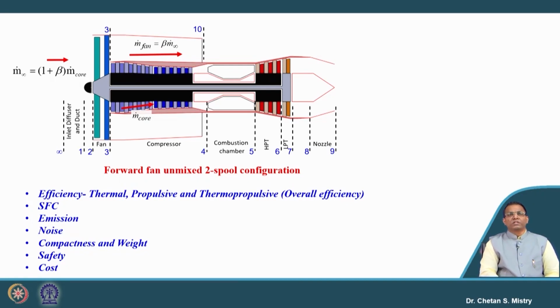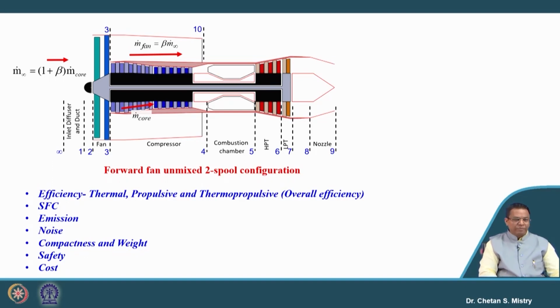And in all the discussions we have done up till now, we were focusing mainly on thermal propulsion and thermopropulsive efficiency. We were discussing specific fuel consumption, and also emission, noise, compactness and weight consideration, safety, and cost. So, these are the criteria when we are selecting our turbofan engine for the application, for both commercial as well as military purposes.